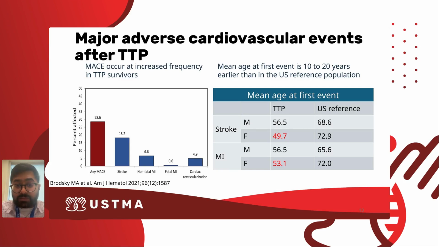Strikingly, the mean age at first event was decades younger than the reference population in the US. So the age at first stroke for women appeared to be around 49 years of age compared to 56 years for men. And this is nearly 20 years younger than would be seen in the US reference population. And the early 50s was also when first MI was seen compared to the US reference as well, again being in the 60s and 70s for men and women respectively.